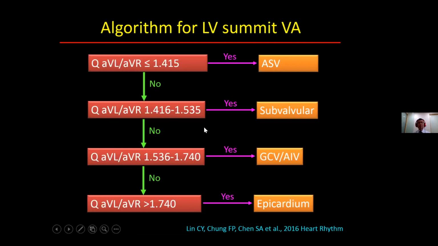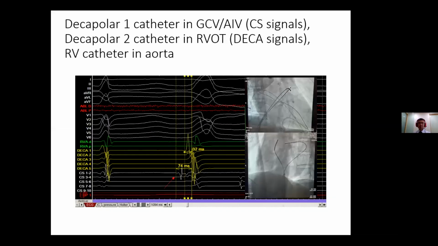But if it is getting higher, you may need to go to the subvalvular area of the left side, or even higher, between 1.5 and 1.74, you need to go to the GCV/AIV for ablation. If it is even higher, more than 1.74, that means you have a very deep aVL Q wave. Then you need to go to the epicardial location to ablate this PVC.